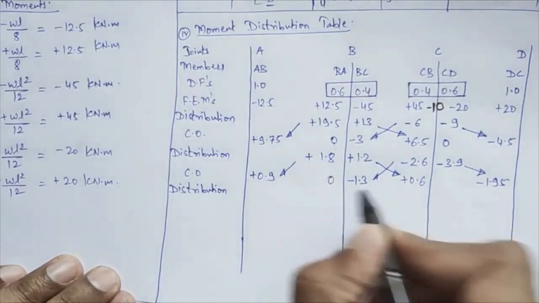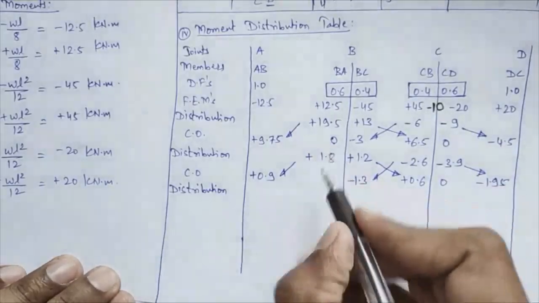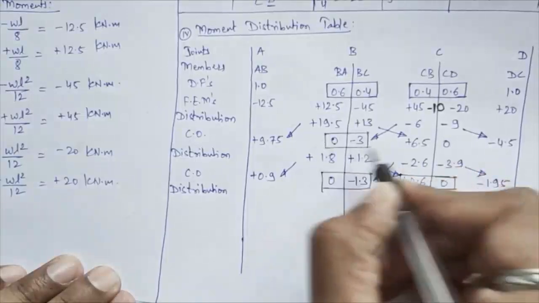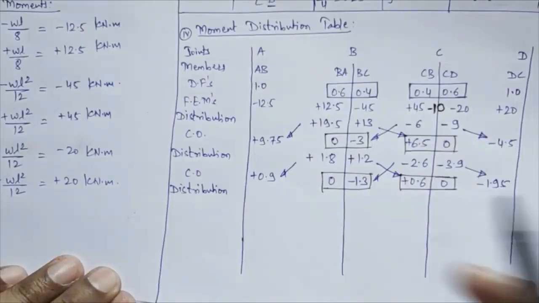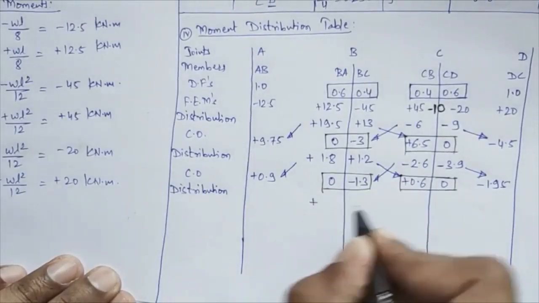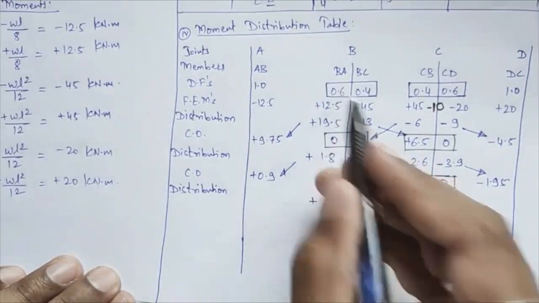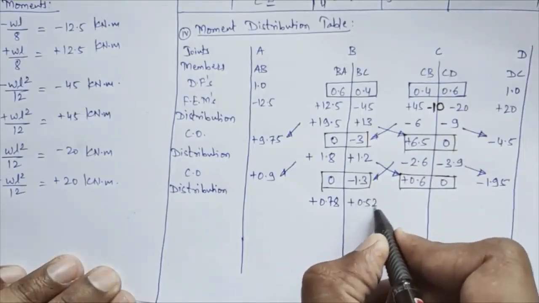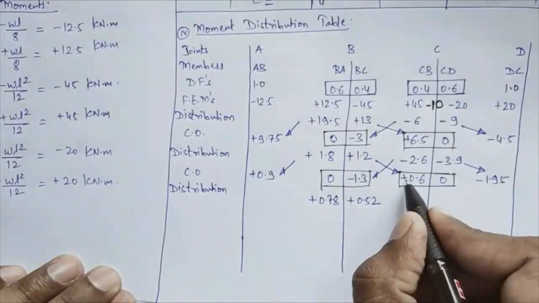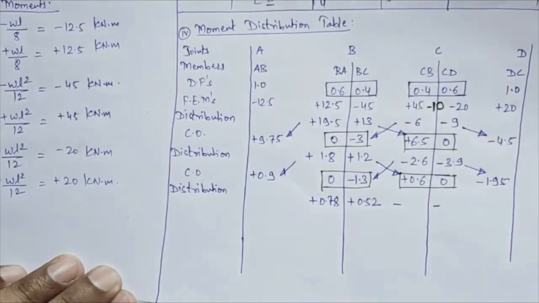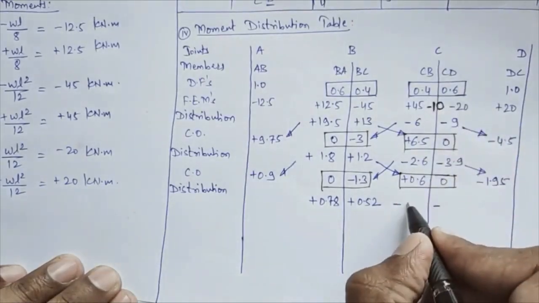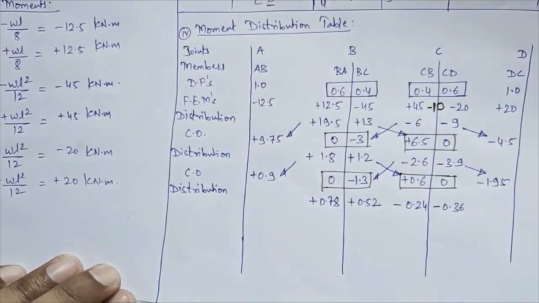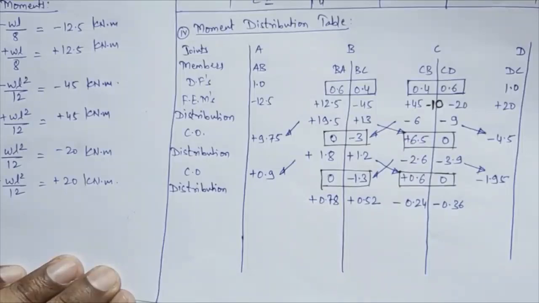So distribution of again these two moments you have to do. I'll square these moments for which you are carrying out the distribution, so that you understand the table properly. This minus 1.3 you have to distribute, it is minus, so the distribution will again be positive in nature, so 1.3 into 0.6 gives 0.78, and 1.3 into 0.4 gives 0.52. Next 0.6 is a positive summation, so the distribution will now be negative, so 0.6 into 0.4 equals 0.24, and 0.6 into 0.6 will come 0.36.